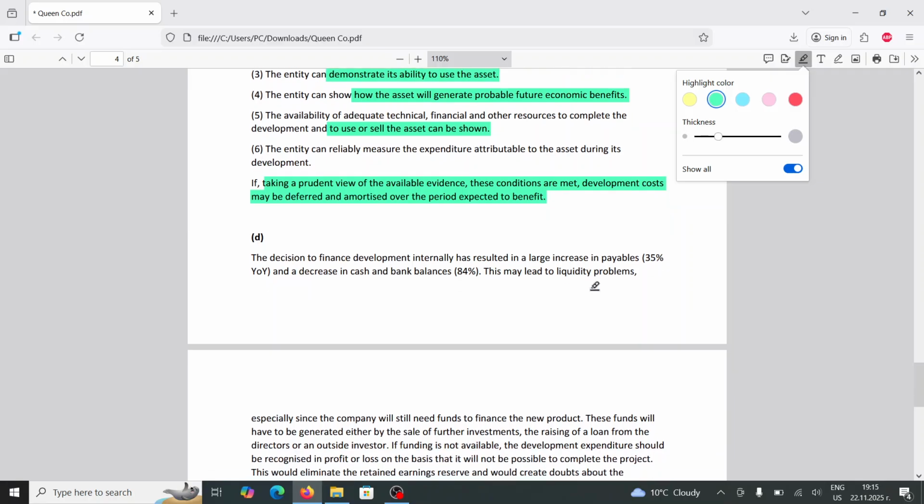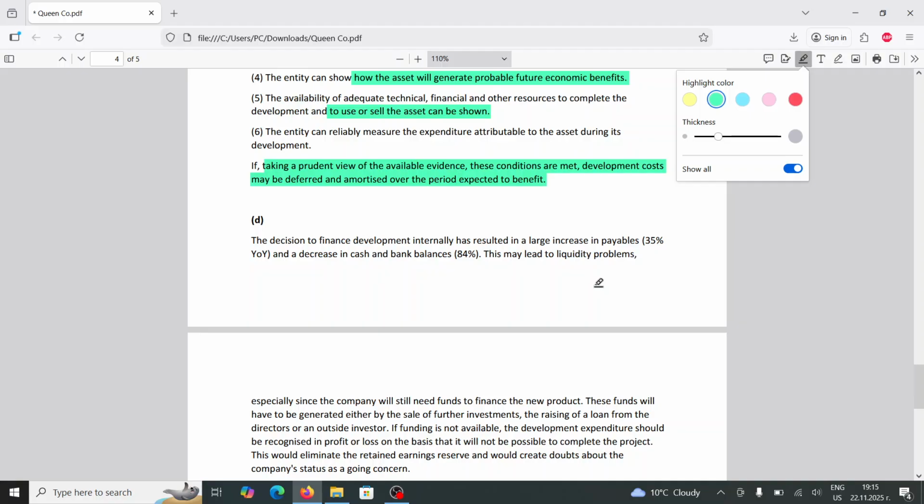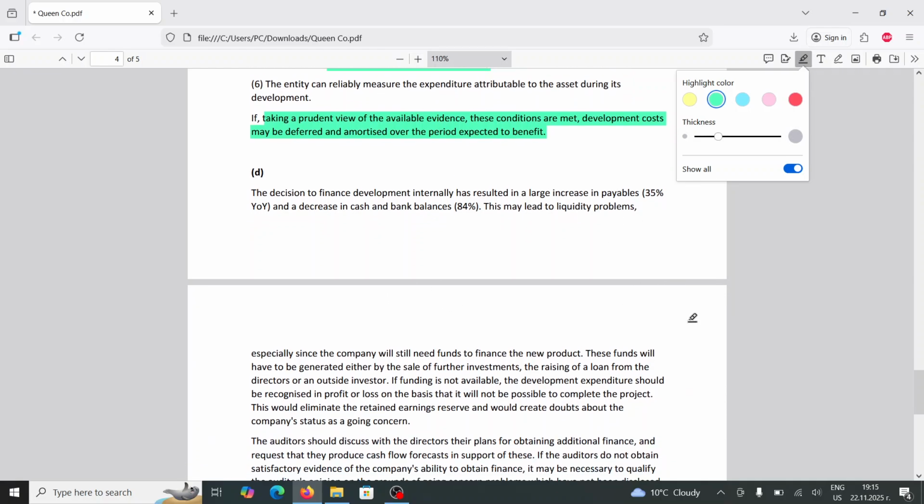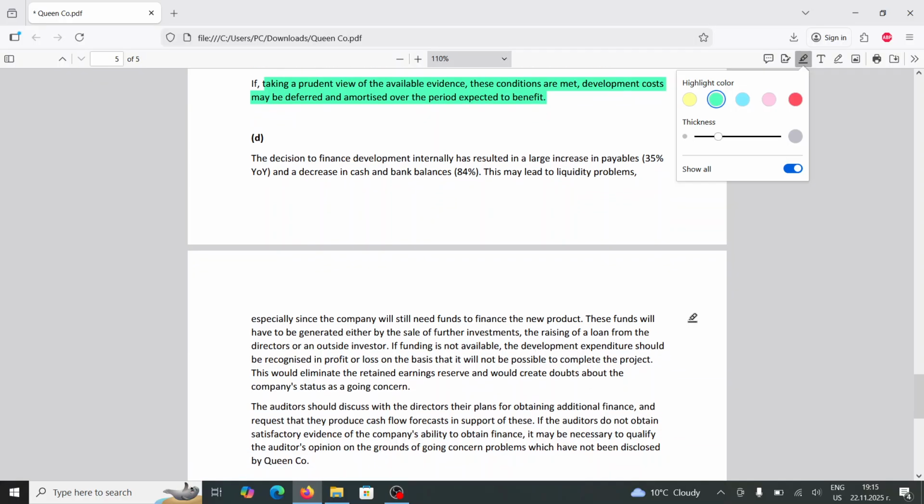So this has to be explained to the directors, and if there was a material mistake here, then they would need to be asked to correct it, because if they do not correct it, if there was a question here regarding the impact on the auditor report, then the auditor report would be qualified because there is a material misstatement.